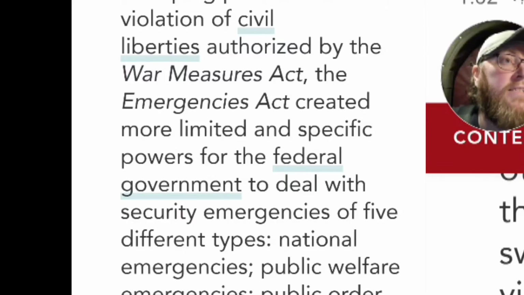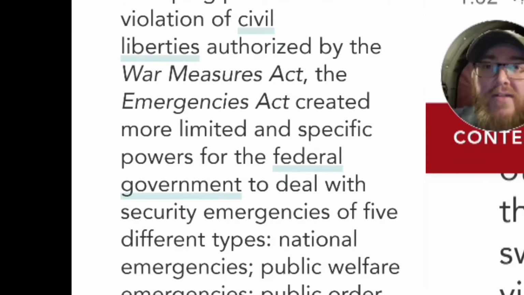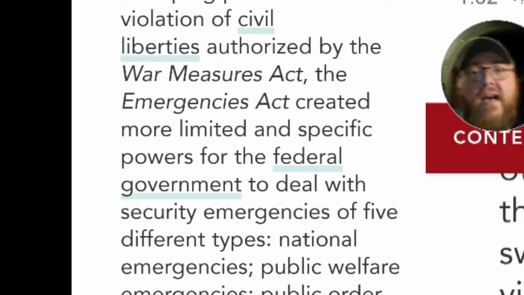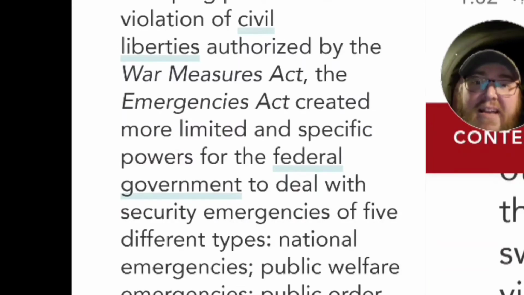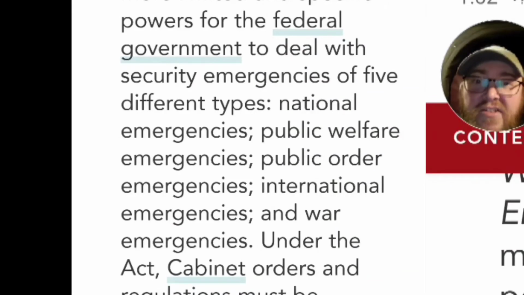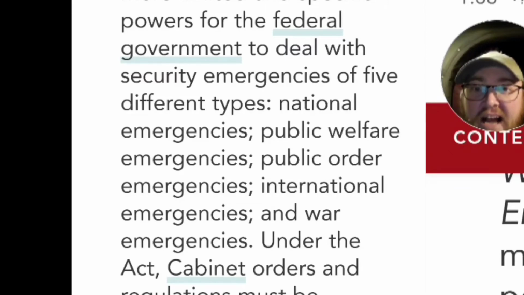And then the third one would be an insurrection that you had to prove before enacting the act. Like, this is actually happening. Here's the evidence. And he did all of that. He laid out his criteria and he limited the use and the infringements. But now, under the Emergencies Act, we have 5 different types. National emergencies, public welfare emergencies, public order emergencies, international emergencies, and war emergencies.